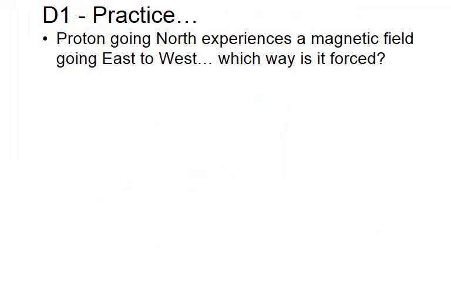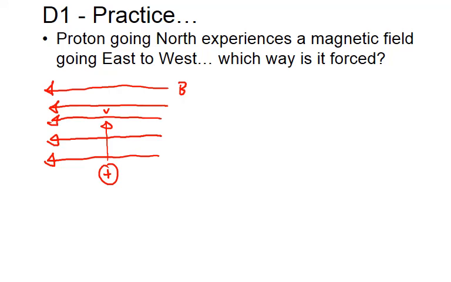So we have a proton going north that experiences a magnetic field going east to west. We want to figure out which way it's forced. So here's our proton going north. The field is going from east to west. I'd suggest going ahead and drawing this out first on your sheet of paper, but then use your computer screen and orient your hand based on your computer screen here.